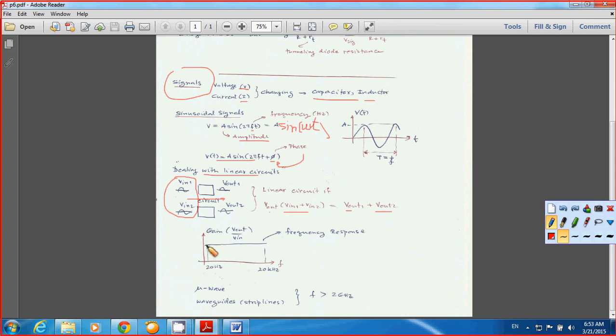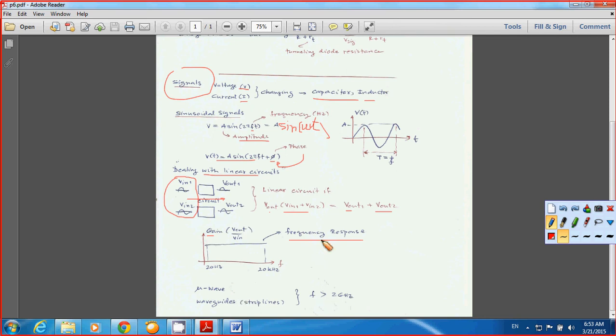And sometimes, when you use a sinusoidal signal, you can find the frequency response. What does the frequency response mean? The x-axis becomes frequency, and the y-axis becomes the gain. What does the gain mean? The gain is the ratio of V out over V in. Okay, we will get into more details about it later on.